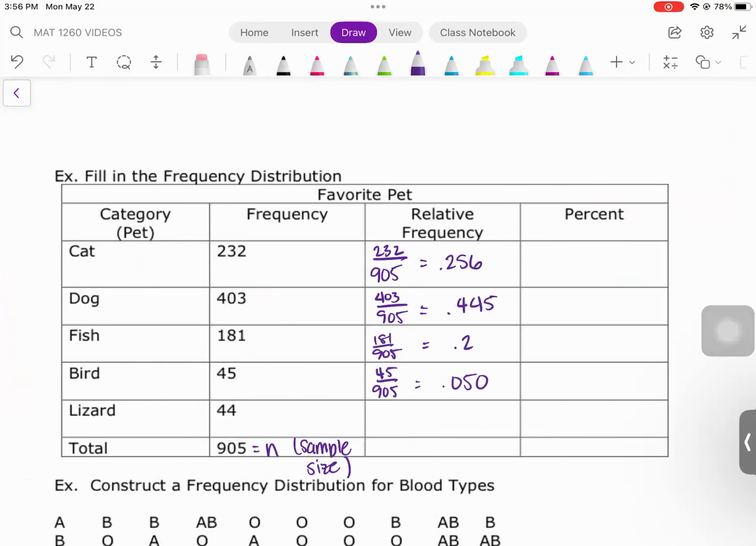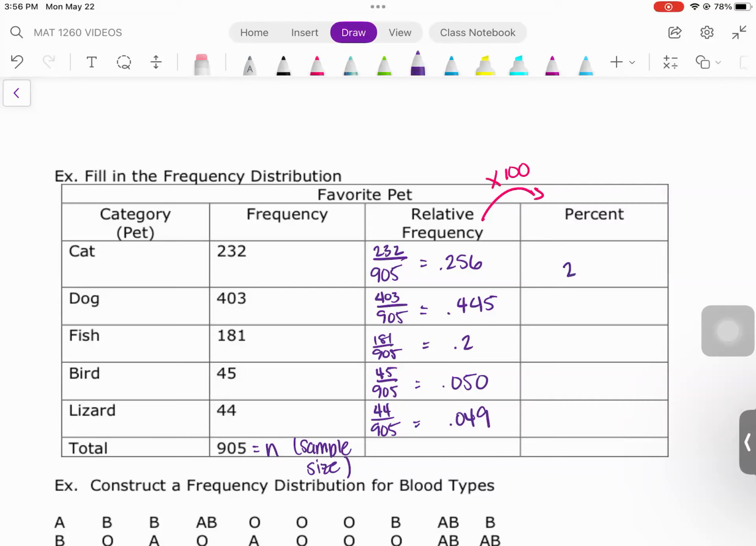All right, back to our frequency distribution. Our last class was for lizards. We're going to find that relative frequency by taking 44 divided by 905, which rounded to 3 decimal places is 0.049. Now, to find the percentages, we're going to take all of those relative frequencies and multiply them by 100, which is the same as moving your decimal 2 to the right.